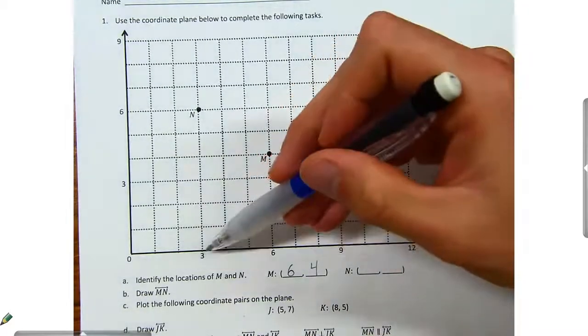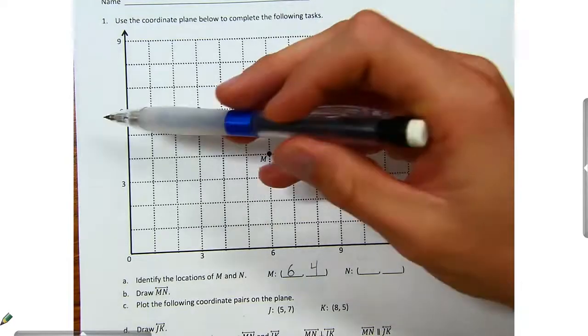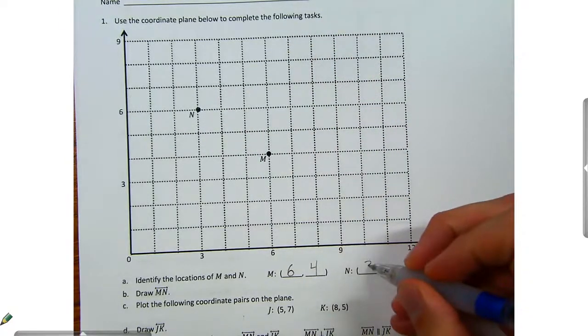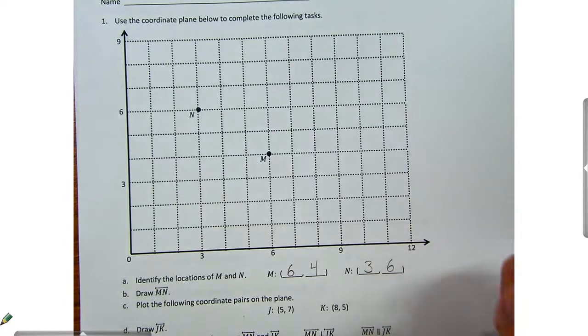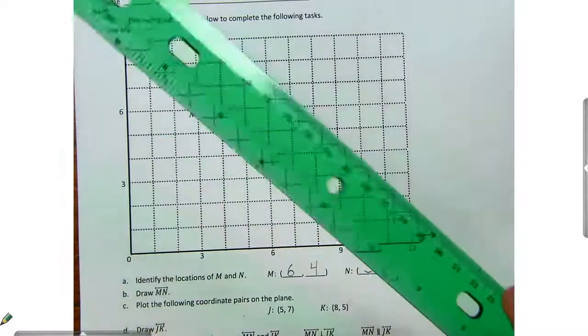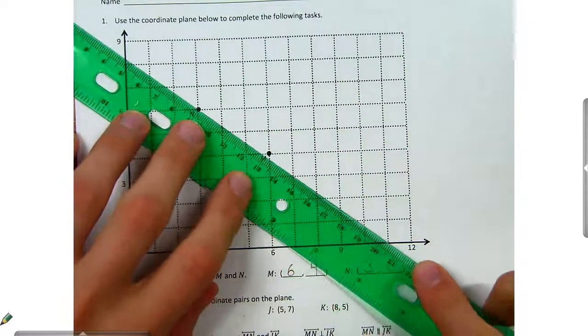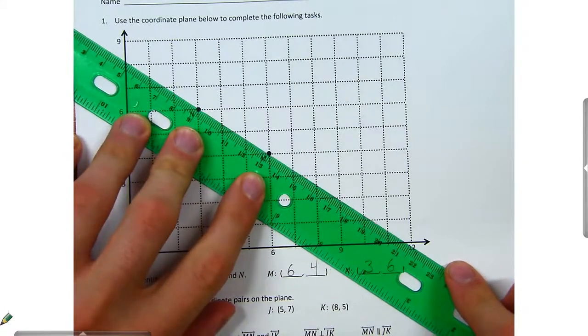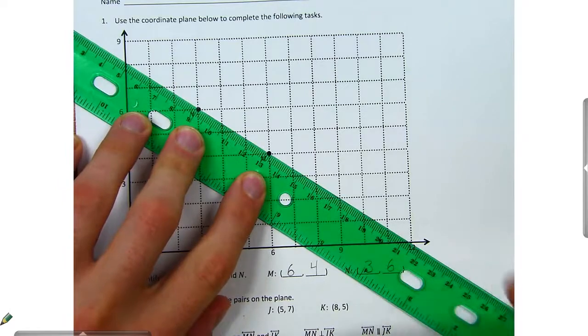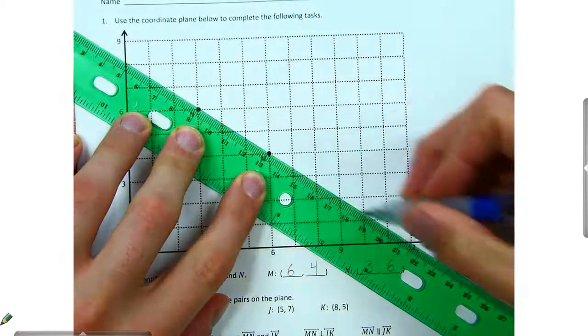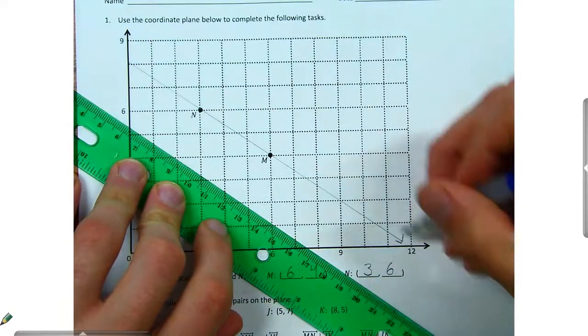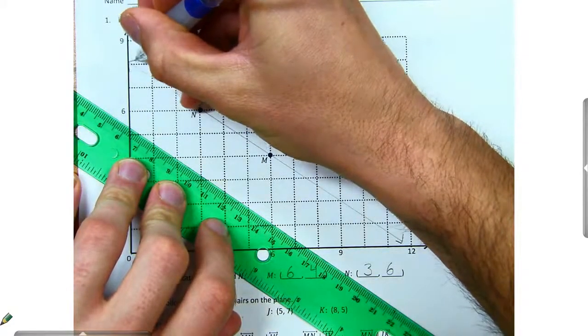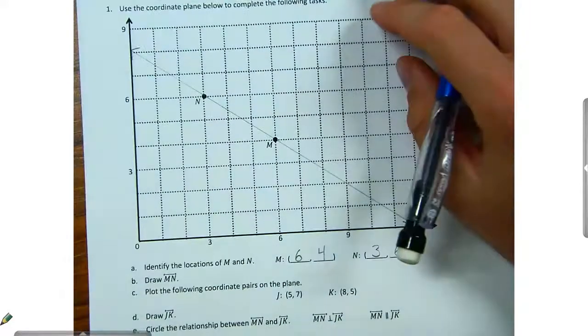I'm going to do the same thing for N. N looks like it's going to be 3, 6. And then it wants us to draw line MN. So I'm going to connect point M and N. And it doesn't look like it's asking us to do a line segment. It's saying a line. So we'll do a full line here. All right. So you have line MN here.